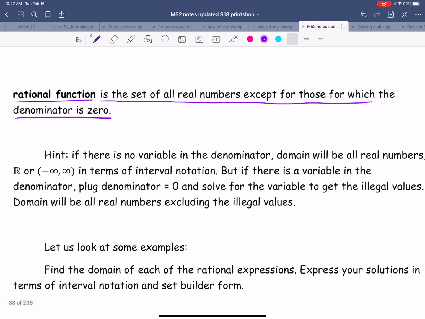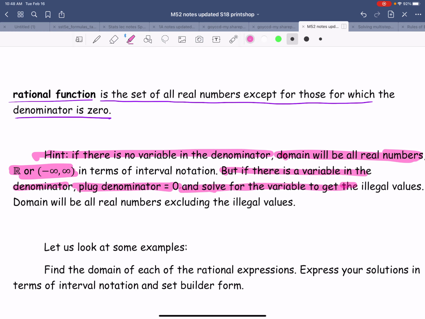Here's a hint. If there's no variable in the denominator, the domain will be all real numbers. That means that if there's a number like 5, 2, 10, or -3 in the denominator, that can never equal 0. So your domain will be all real numbers in that case. But if there is a variable in the denominator, then set the denominator equal to 0 and solve for the variable to get the illegal values. Illegal values are the not allowed values.